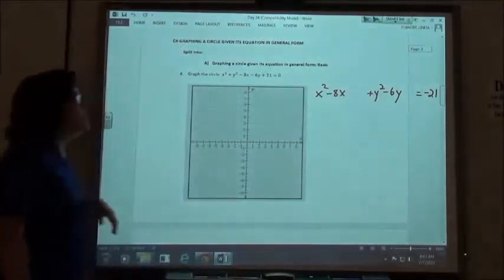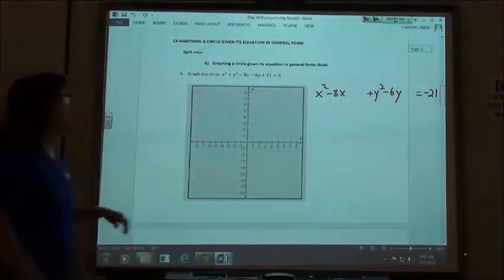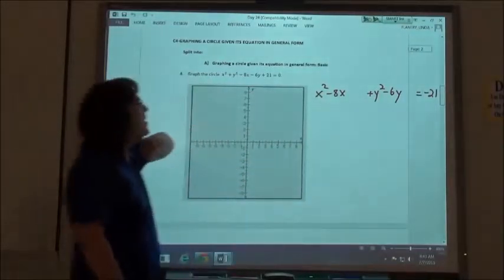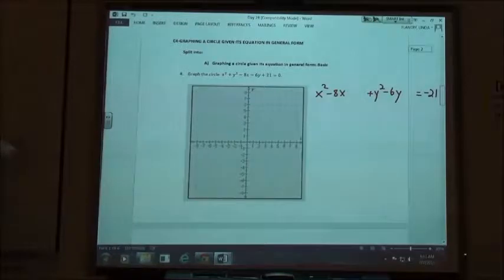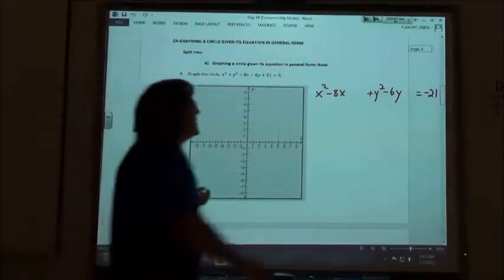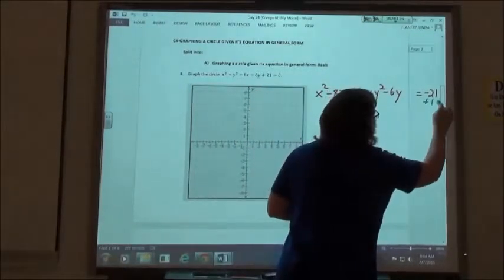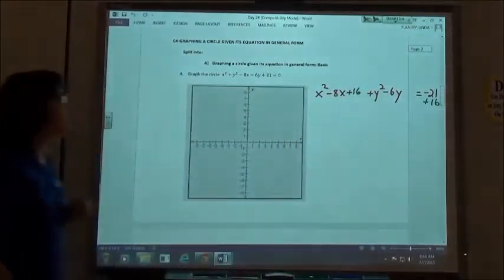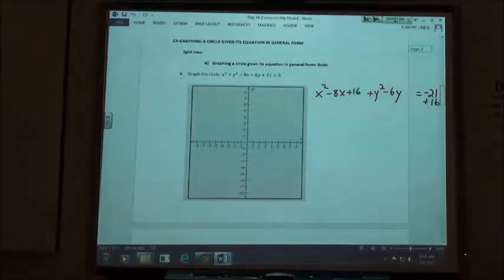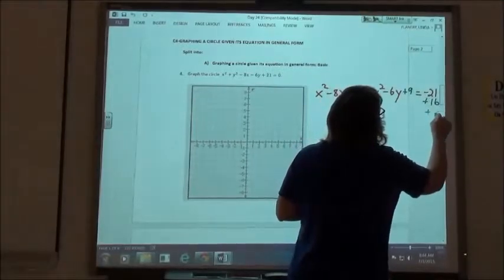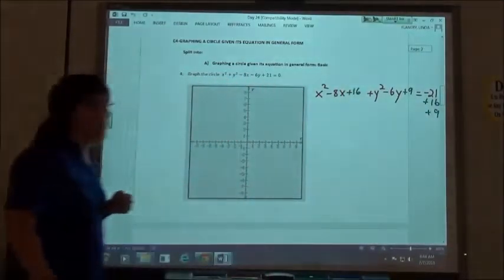We are then going to do completing the square on the x's and on the y's. So again, we did completing the square before. We took half the middle number and squared it. So half of negative 8 is negative 4. A negative 4 squared is a positive 16. So I'm going to add 16 here. I also then have to add 16 to the other side of my equation, so my equation stays balanced. Then I'm going to do the same thing with my y's. Half of the negative 6 would be negative 3. A negative 3 squared is a positive 9. So I'm going to add 9 to both sides of my equation.